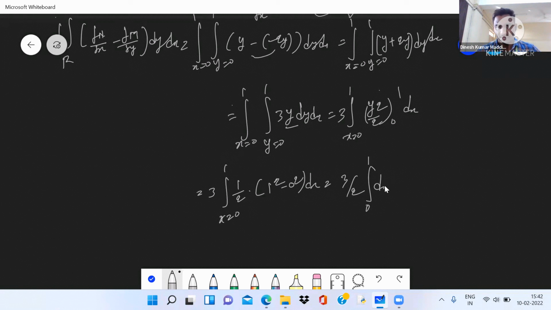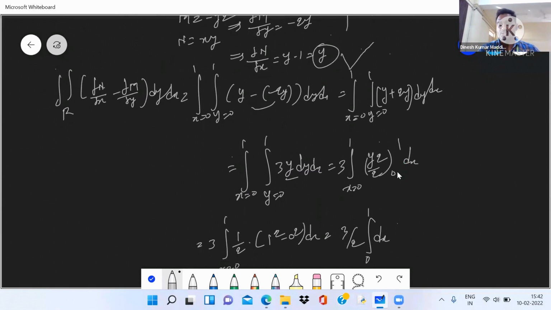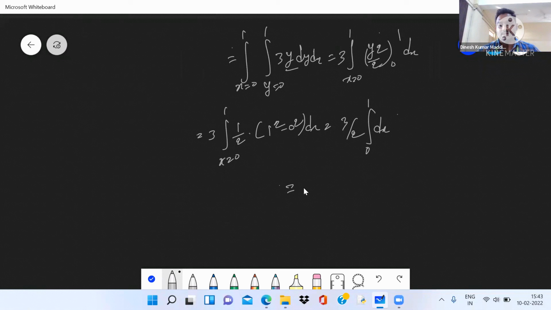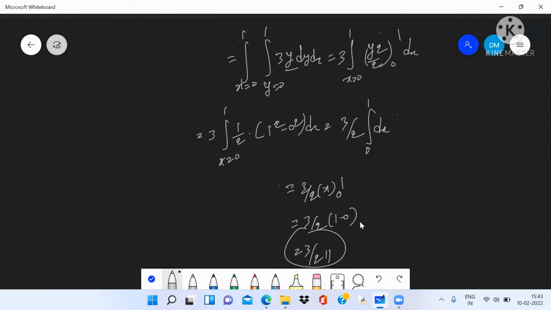Upper limit minus lower limit dx, that is 3 by 2 integral over 0 to 1 dx. That is 1 square minus 0 square is 1. Integral dx is x, so 3 by 2 x from 0 to 1, upper limit minus lower limit, 1 minus 0, that is 3 by 2. This is the required line integral. I think you understood. Is it okay for you? Yes, sir.